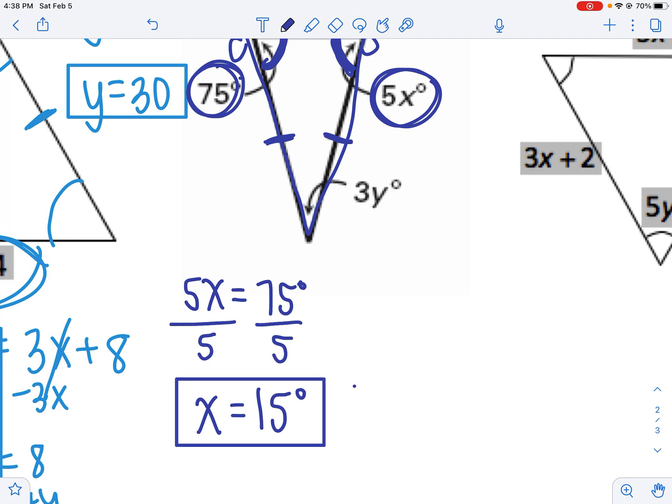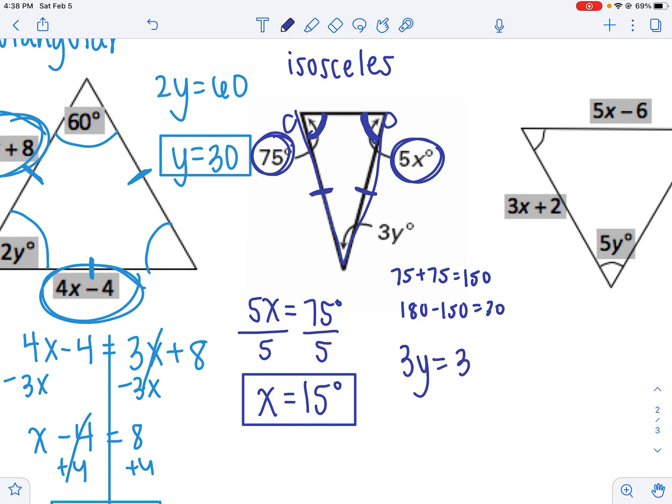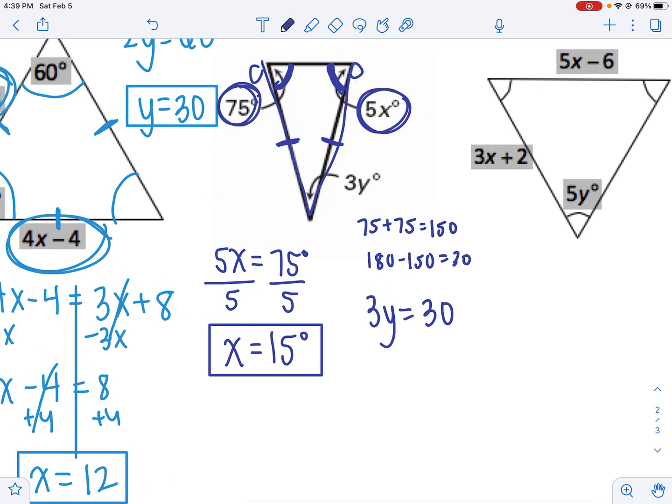And now I need to figure out what y is. Well, if this part's 75 and this part's 75, remember that a triangle is supposed to add up to 180. So 75 plus 75 would be 150. 180 minus 150 would be 30. So 3y should equal 30 because our vertex angle equals 30. Because if that's 75, that's 75, that has to be 30 in order for it to add up to 180. So I'm going to divide both sides by 3, which means that y would equal 10.